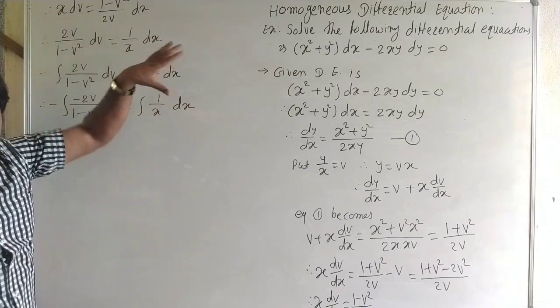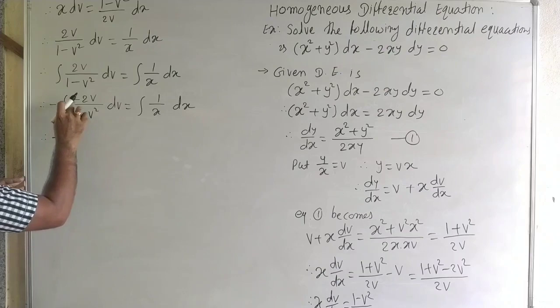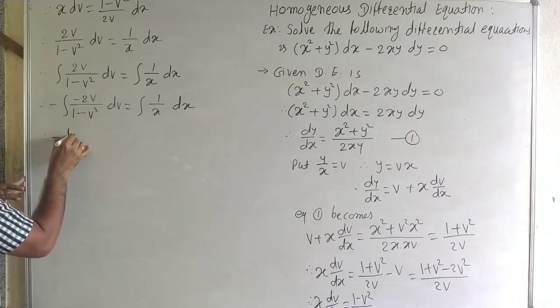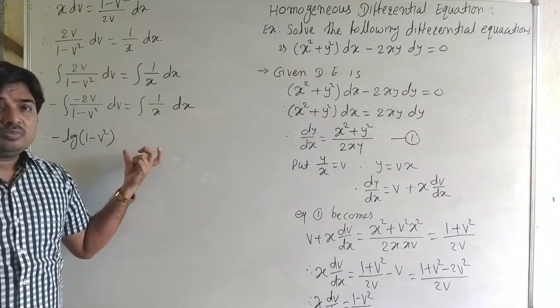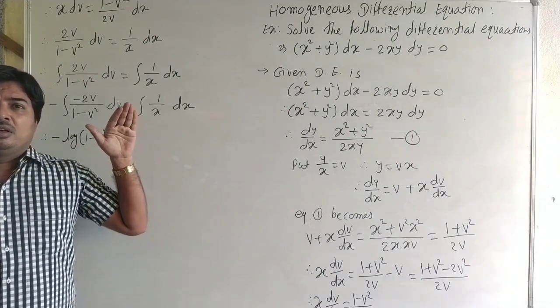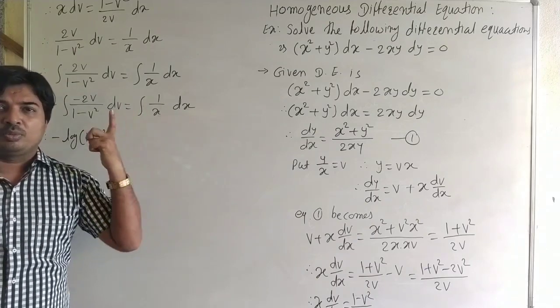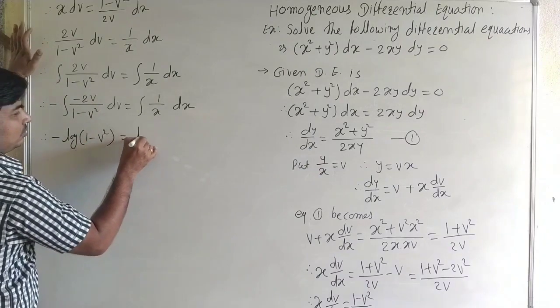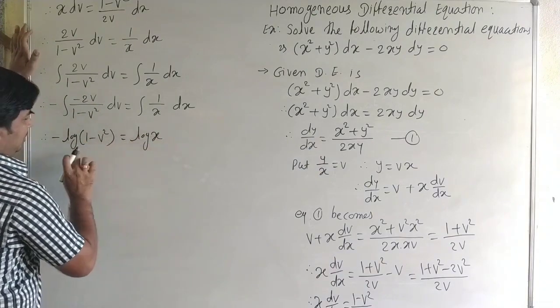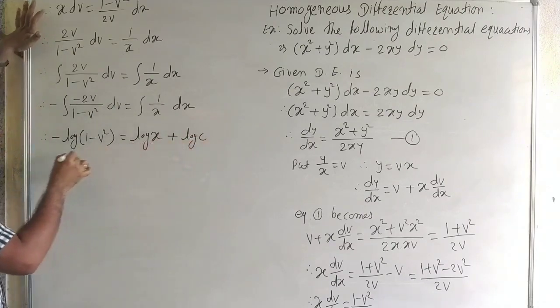Okay, see carefully this. Now here it is minus, and f dash of x upon f of x. Therefore the integral is minus log of 1 minus v square. Okay, you know the rules of integration: the integral of f dash of x upon f of x with respect to x is log of f of x. Here, f dash of v upon f of v with respect to v is log of f of v. This is equal to log x, and since both integrals are logs, the constant is also taken as a log.